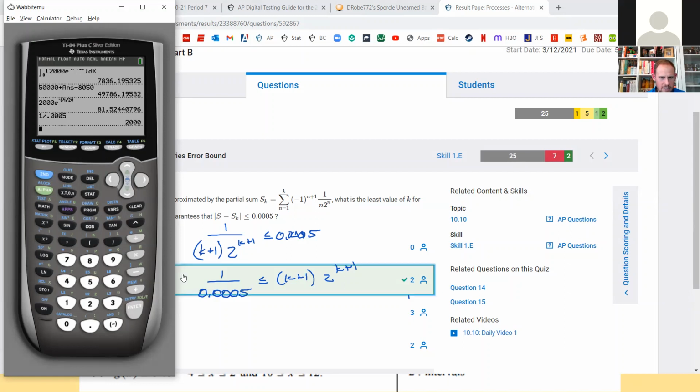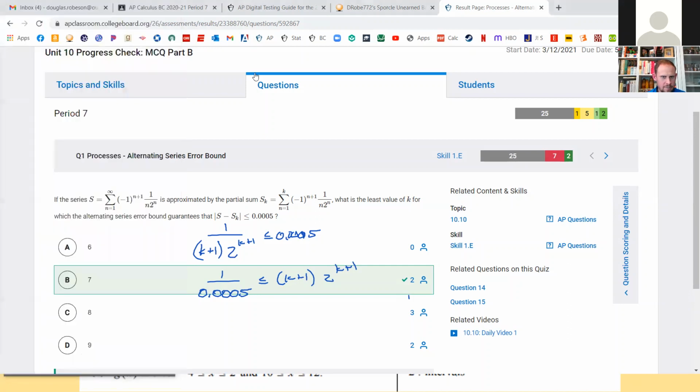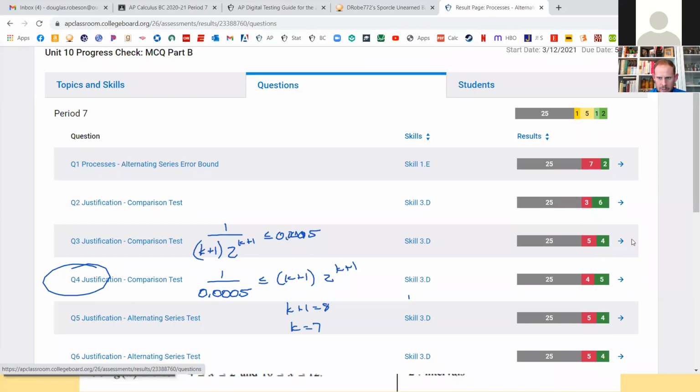So let's see. I think it started at 6. All right, so if we do 6 plus 1 is 7 times 2 to the 7th. Not there yet. 8 times 2 to the 8th. This should get us there, I think. There we go. So k plus 1 is 8, so that means k is 7. There's our guy right there. All right, so if we add up the first 7 terms of this, it will be within 0.0005 of what the actual total sum would be. All right, next one. So we did okay on that one. So now we got 5 wrong here.